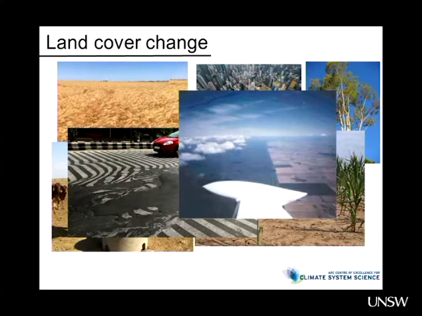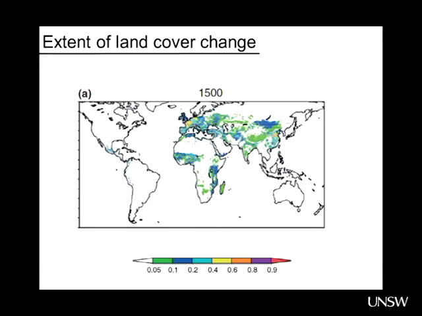Also, note the clouds on the left-hand side of the image and relatively clear sky on the right-hand side. Much more evaporation, much cooler over here; much less evaporation, much drier over here. Land cover change is a big deal.